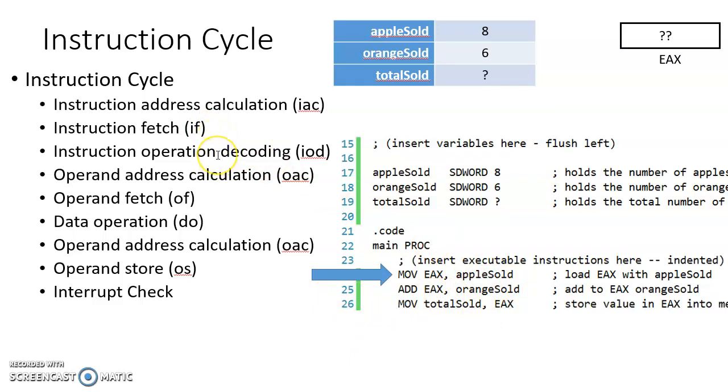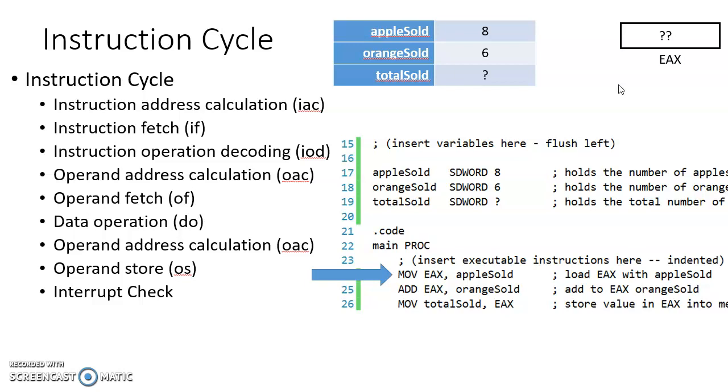The next thing is it's going to do decoding of that move statement. And as part of the decoding, it's also going to figure out that there are two operands. One's the register, which it has. The other one, though, it has to get from memory. So the operand address calculation is calculating where apple sold is in terms of memory. In other words, figuring out a pointer to it in order for it to access it. And then the fetch, in that case, is bringing that 8 onto the processor.